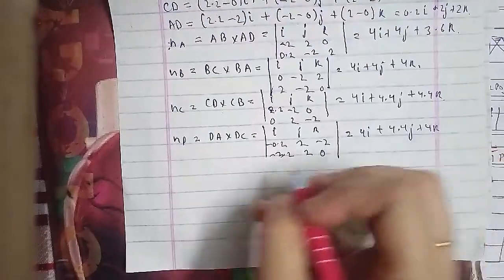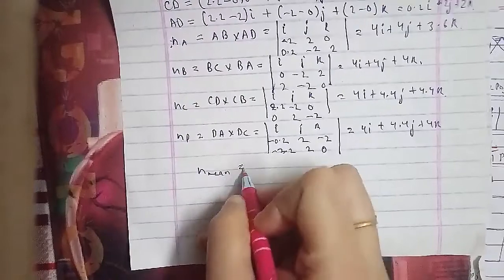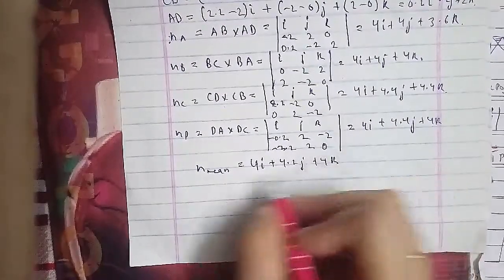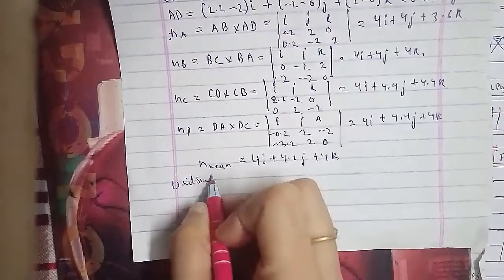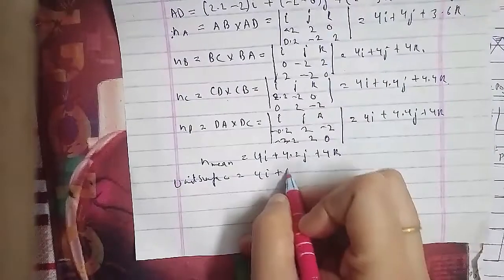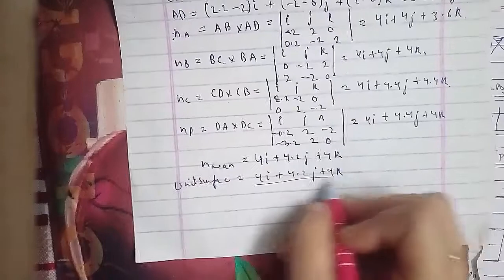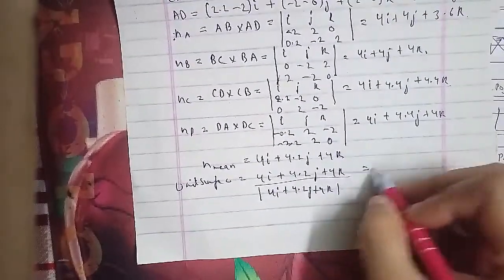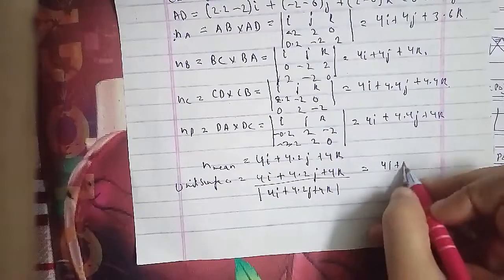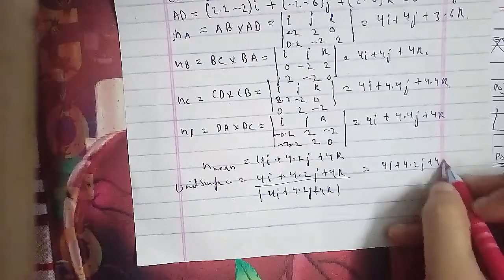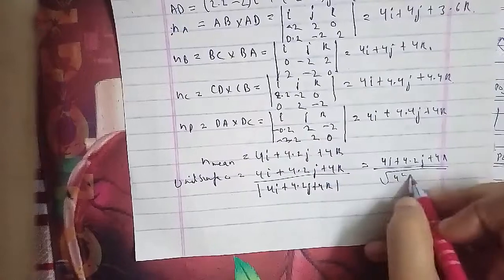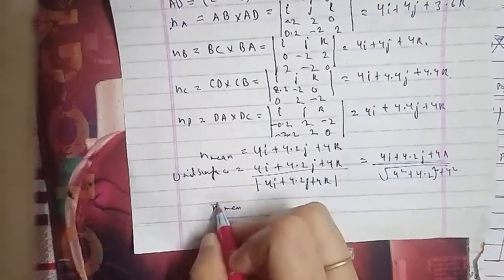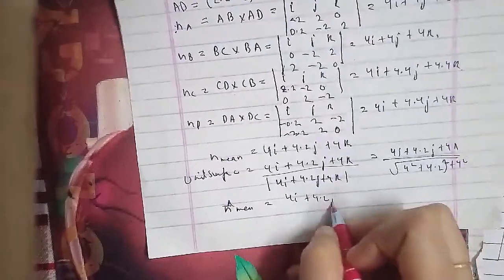plus 4k, and hence the unit surface normal is equal to 4i plus 4.2j plus 4k upon the modulus of 4i plus 4.2j plus 4k, that is upon the square root of 4 squared plus 4.2 squared plus 4 squared. So n mean is 4i plus 4.2j plus 4k upon 49.64, which equals 0.0806i plus 0.0846j plus 0.0806k.